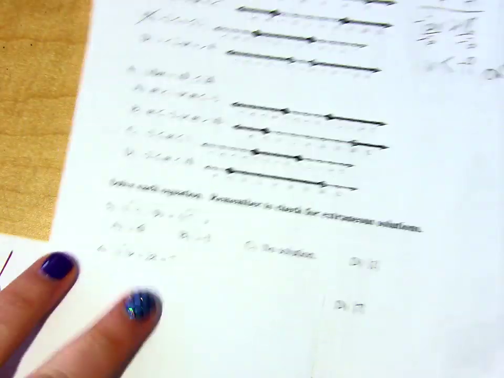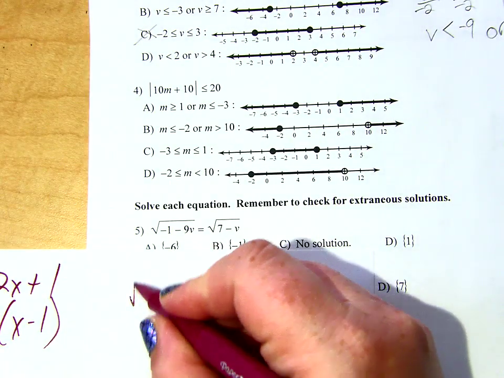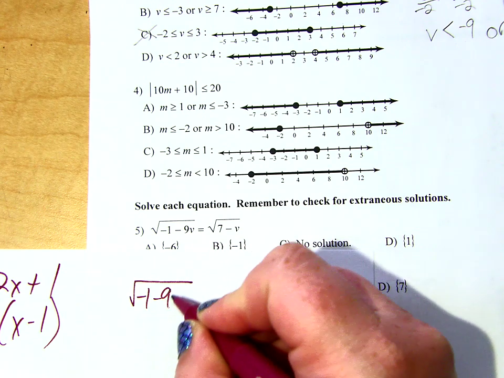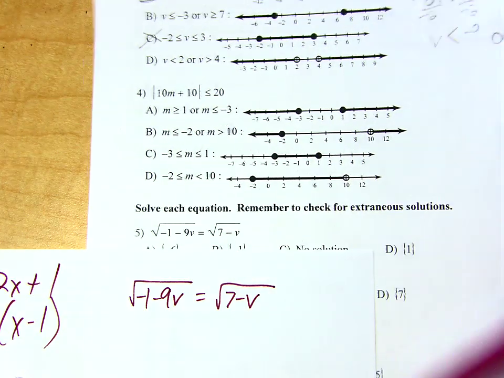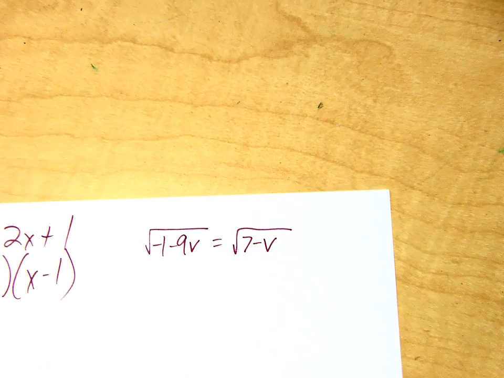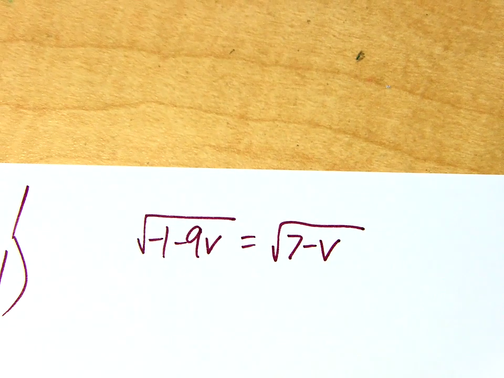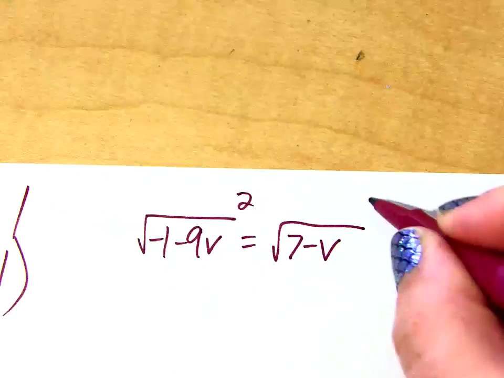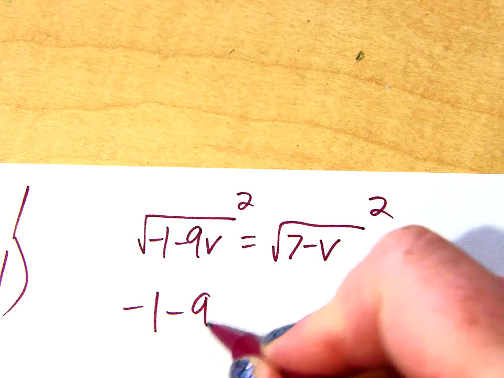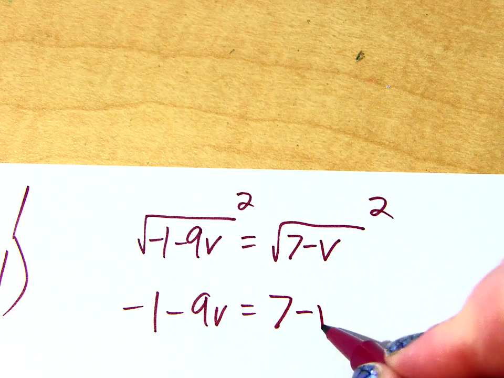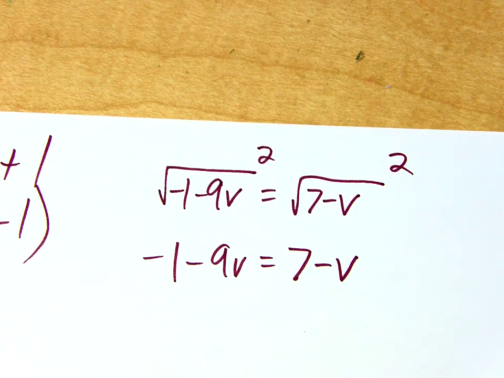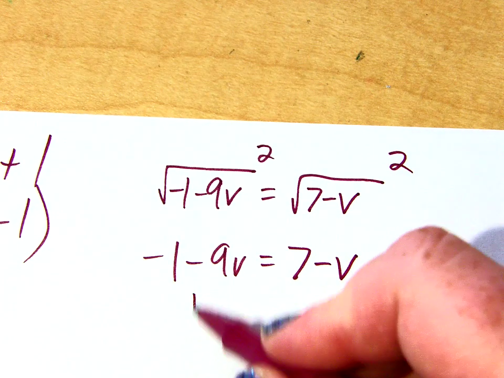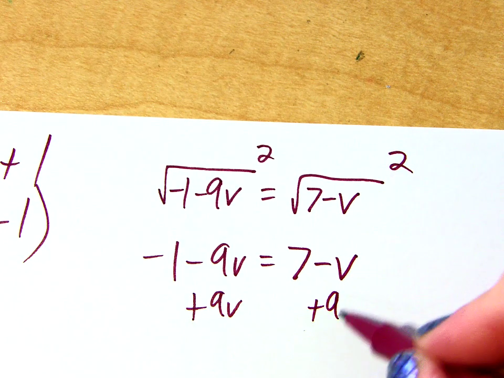Okay, so 5. Anybody remember how I even start this? Yes. When you have an equation with a radical in it, normally we would get the radical by itself. But if you have more than one radical, you just want one on each side. So the first thing is to just square both sides. When you square a square root, it cancels out. So now all I have to do is solve for v.